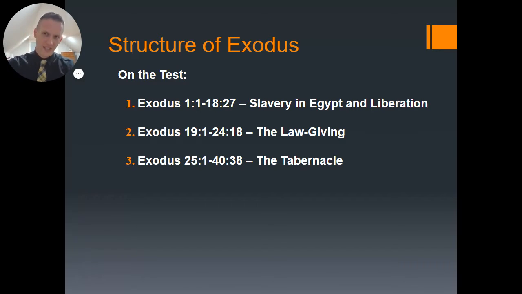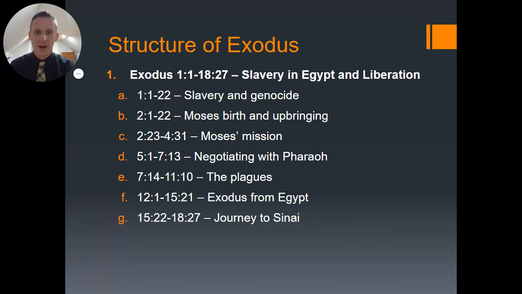Remember, we said Genesis is really an extended historical prologue to that covenant, the Mosaic covenant, which is going to happen here in Exodus 20. So here's why I say what's on the test, because I've also given you on your notes, if you look at page 1, a much more detailed breakdown of what's happening in the book of Exodus.